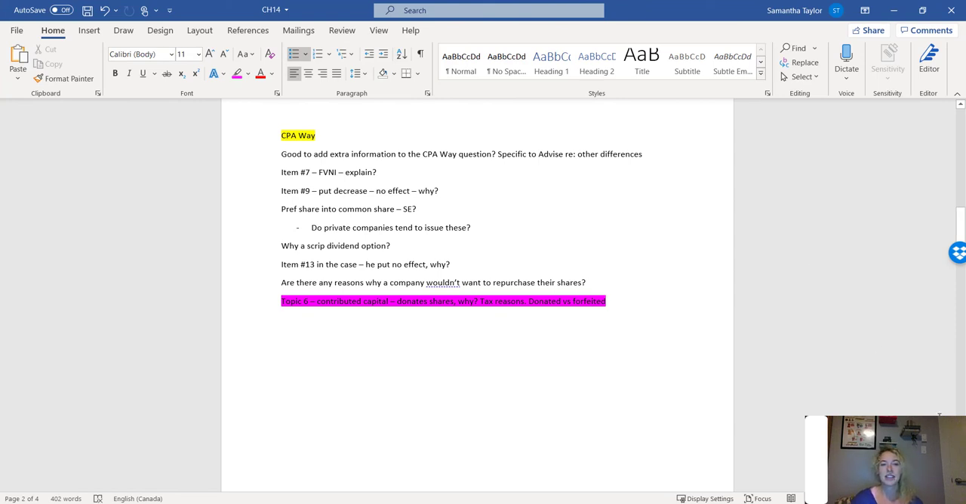So last one, contributed capital. Why would somebody donate their shares? That's a really good question. Somebody might donate their shares so that they don't have to pay tax on them. If I own shares in a company and I sell them, then I have to pay taxes on the capital gains for whatever the proceeds are minus the adjusted cost base. And in Canada, I pay capital gains on 50% of that capital gain. Taxable capital gains are going to be 50% of that.